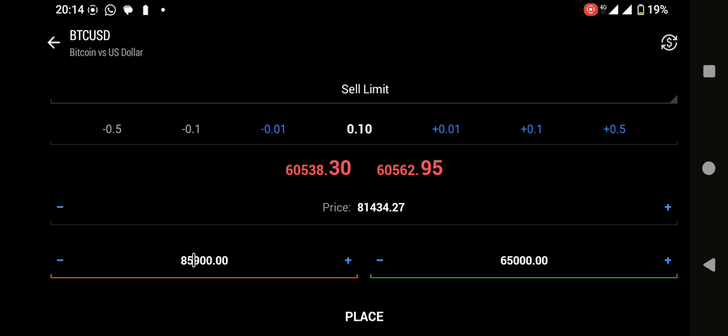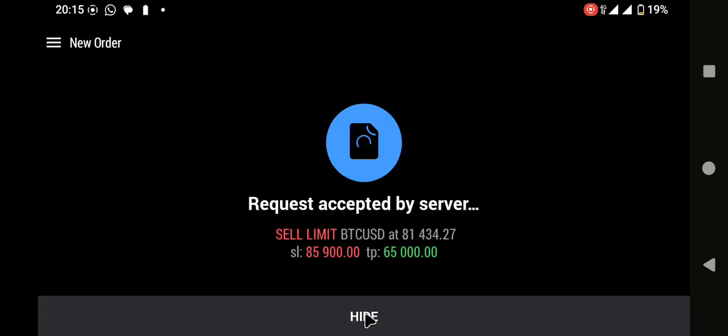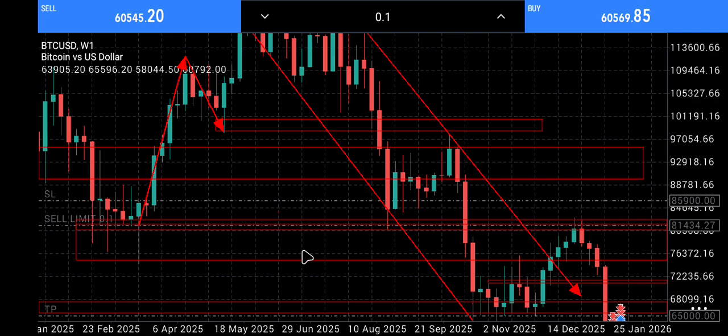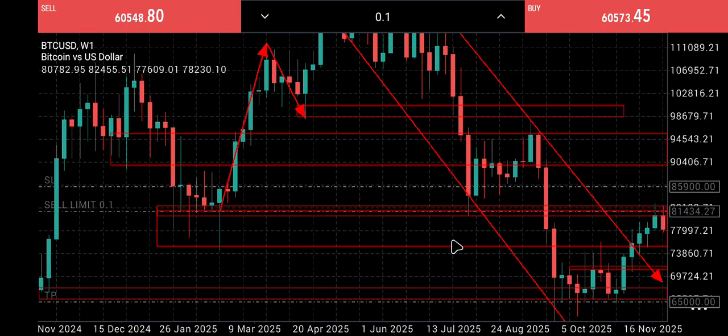So this is, guys, my stop loss, and this is my target, right? So I just click place. You get it? So that is how my trade could be set, right? So guys, you can see that my pending order is here, which is a sell limit order at 81,434.27. Then my stop loss is here.